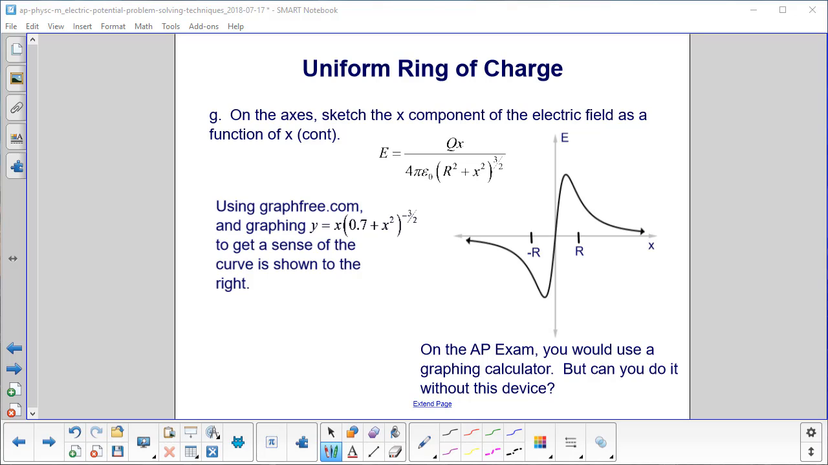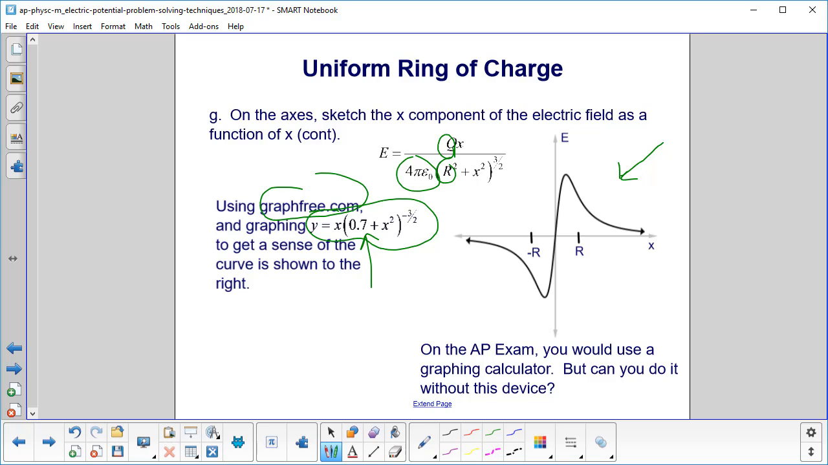On the axes, sketch the x component of the electric field as a function of x. Well, first, just to give us a sense of what's going on, I used graphfree.com and I graphed this expression. You might say, where did these numbers come from, this 0.7? Well, trial and error, because this value could be almost anything. So I just wanted to put some numbers in to get a nice idea of the shape, and here we go. On the AP exam, you could use a graphing calculator.